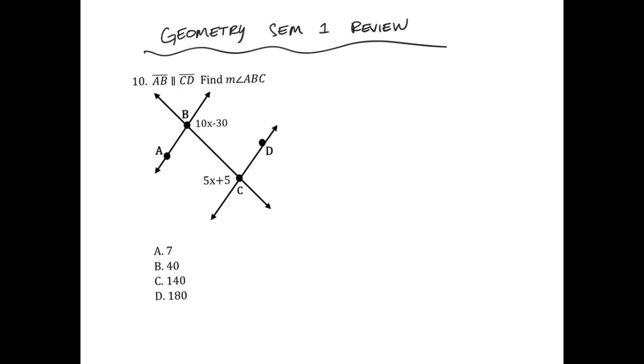On number 10, they give us a pair of parallel lines. That's what that symbol means. AB is parallel to CD. So two parallel lines, and then they ask about these angles. So you need to look at those angles and be like, those are alternate interior. And when I have alternate interior angles on parallel lines, I know that they're congruent. And that means that they're equal to each other. So 10x minus 30 is going to be equal to 5x plus 5.